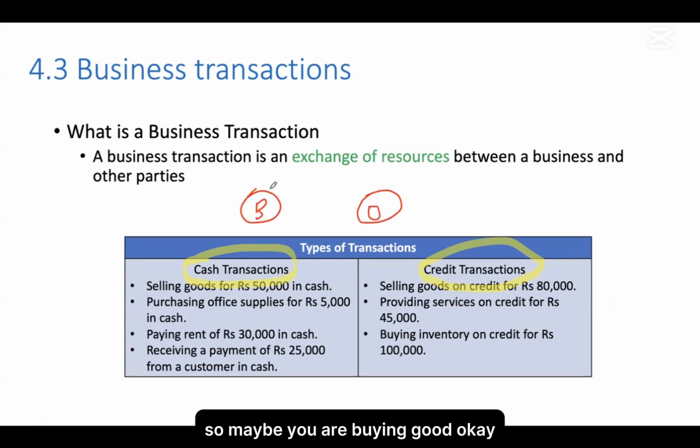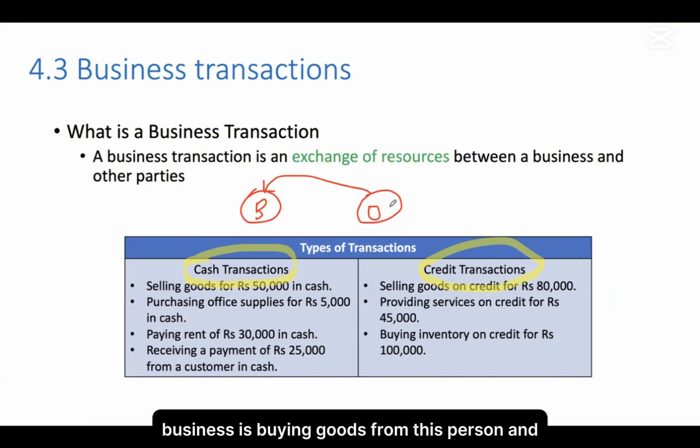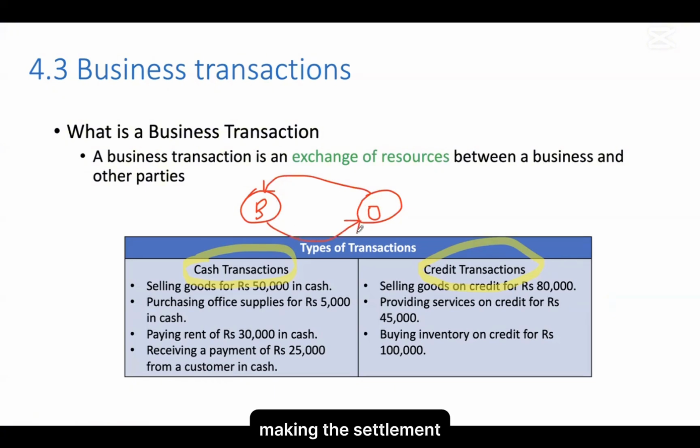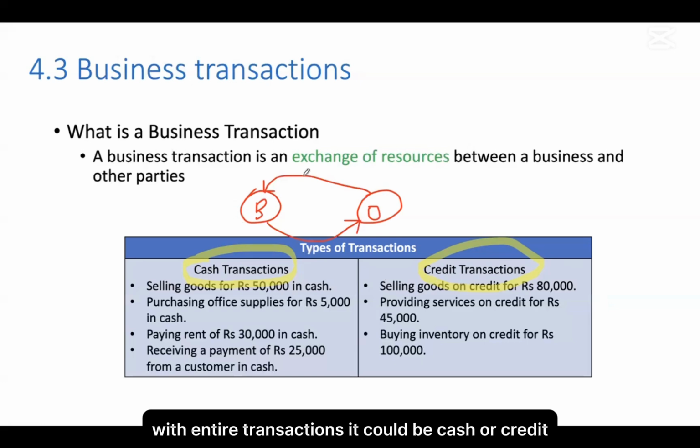Maybe you are buying goods. The business is buying goods from this person and making the settlement. When you're making the settlement, you have cash or credit. This entire transaction could be cash or credit.